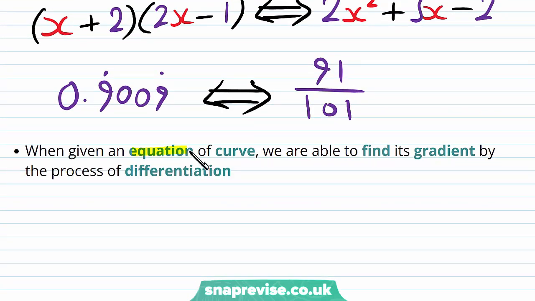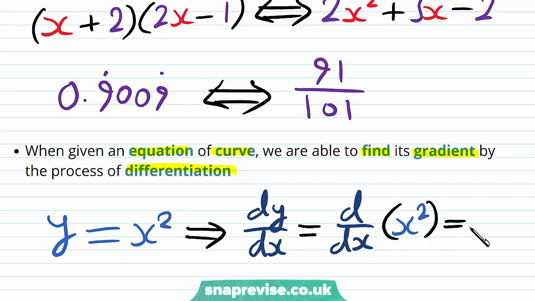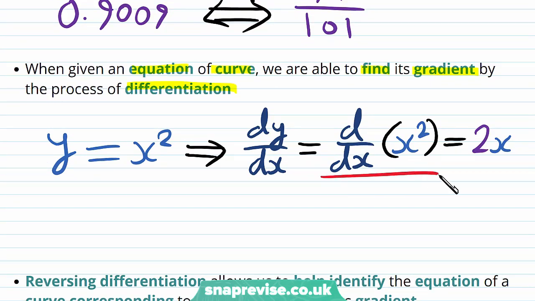When we're given an equation of a curve, we are able to find its gradient by the process of differentiation. If we have that y is equal to x squared, then we can apply the process of differentiation and we get that dy by dx is equal to the derivative of x squared, which is equal to 2x. Again, this process here is called differentiation.